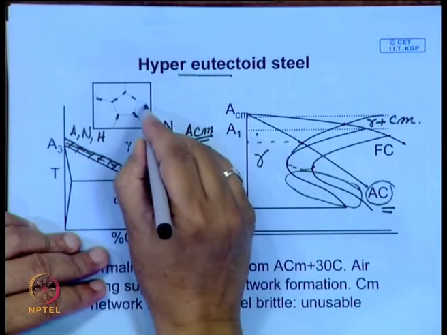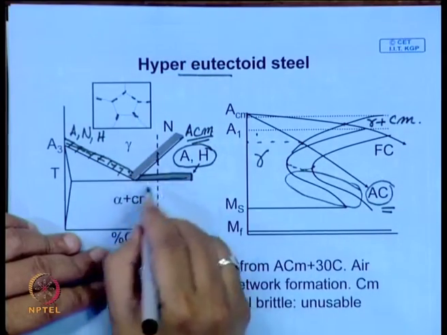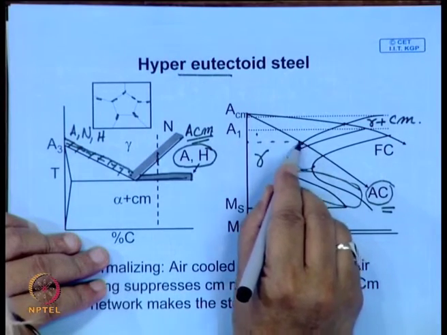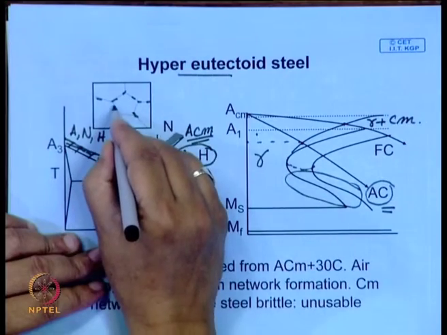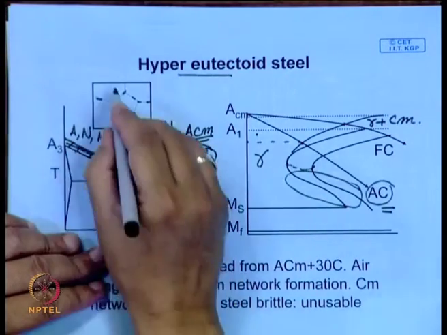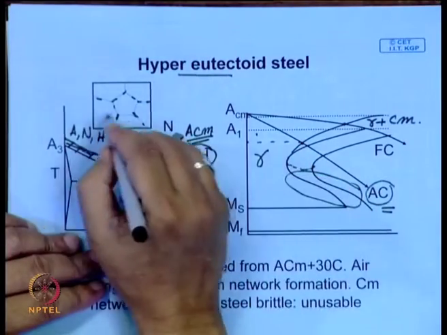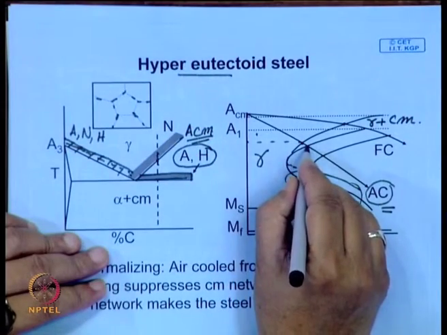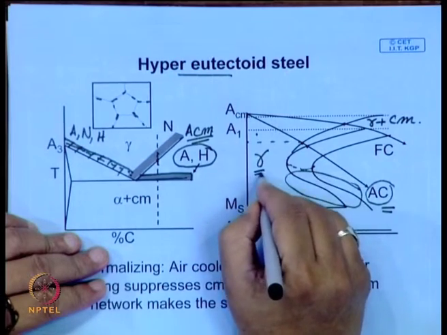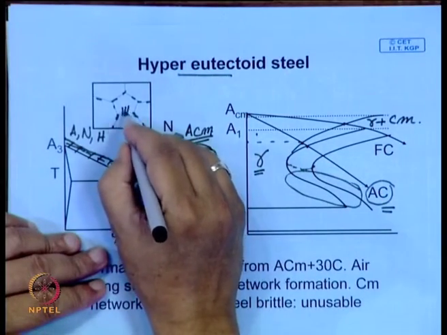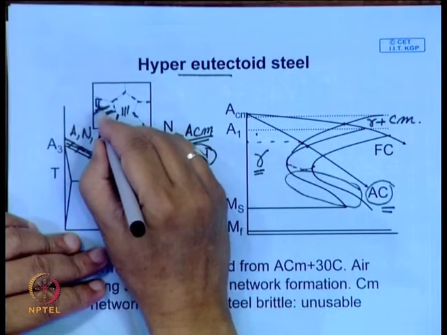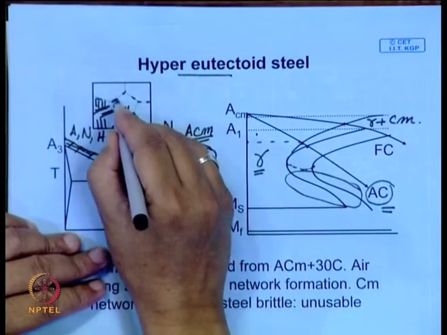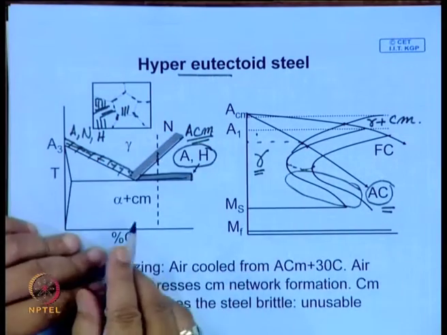Initially they will form at the grain boundary, and usually the amount of cementite that will precipitate out may not be enough, because the cooling rate is higher. So, this may not be able to form a full network, and much before the network can develop, the decomposition of austenite to pearlite begins, and you will have a pearlitic structure here. So, you will have fine pearlite and proeutectoid cementite, but the network will be broken.